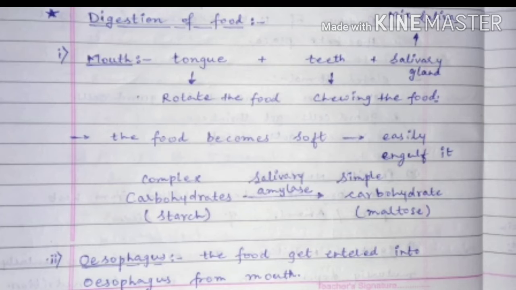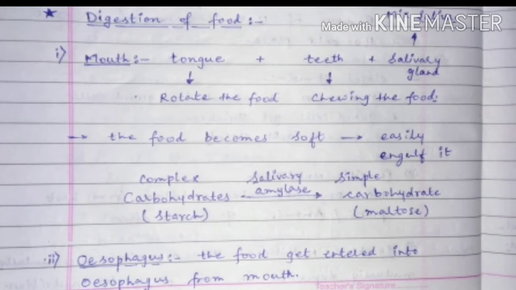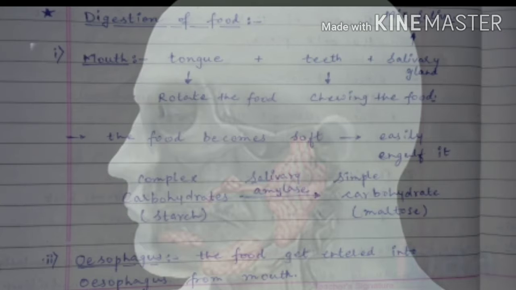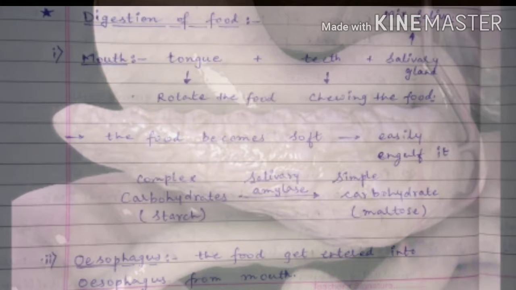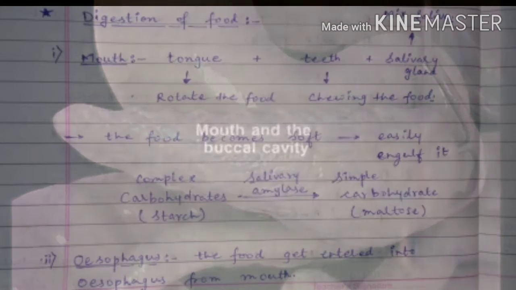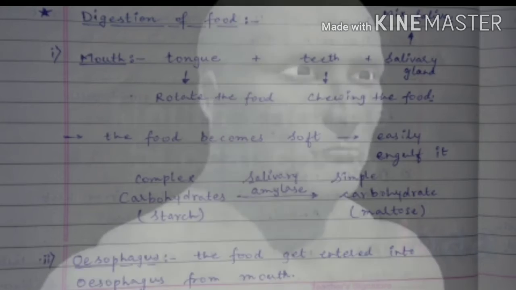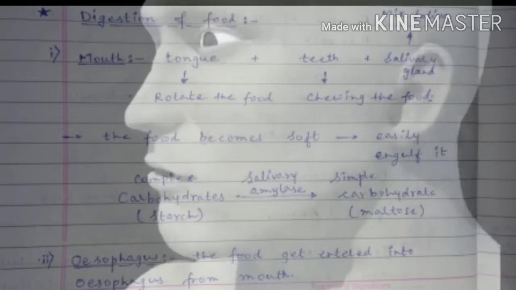Hello student, in this video we will discuss the digestion of food in the human body. It takes place in the alimentary canal, which starts from the mouth and ends at the anus. First of all, we will discuss how digestion takes place inside the mouth. The mouth is also known as the buccal cavity.